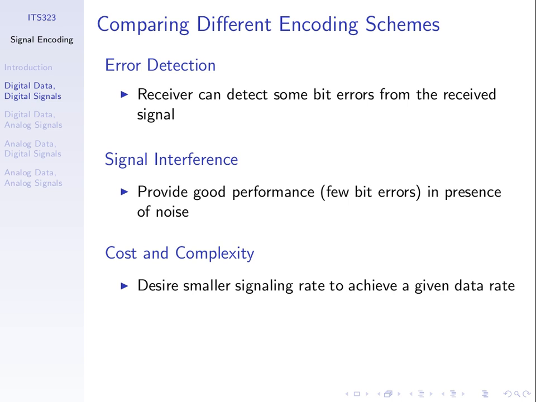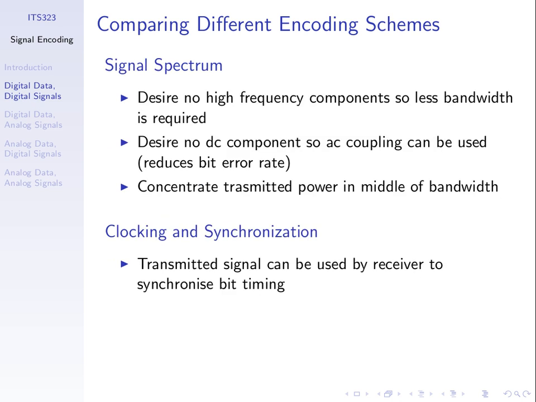Some work better in the presence of noise. I don't have an example of that. Some schemes provide inbuilt synchronization of clocks. That's a hard one to explain. Let's try and illustrate that. So some schemes occupy more bandwidth, that's a negative. Some schemes provide error detection, that's good. Some schemes are more complex, more costly, that's bad. Some schemes allow us to synchronize our clocks. What does that mean?